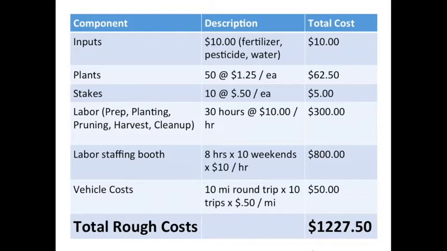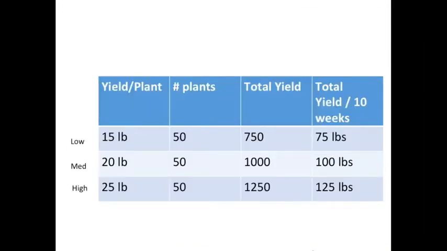But this is me ballparking how much it costs me to grow the amount of tomatoes that we do at our house. We do about 50 plants. If I were going to sell those at a farmer's market, I'm going to account for the fact that I have labor time staffing the booth, and you can see that's the biggest cost there. What I'm trying to demonstrate is the effect that small changes in price can have on profitability. So we'll keep that number in our mind of a little over $1,200.